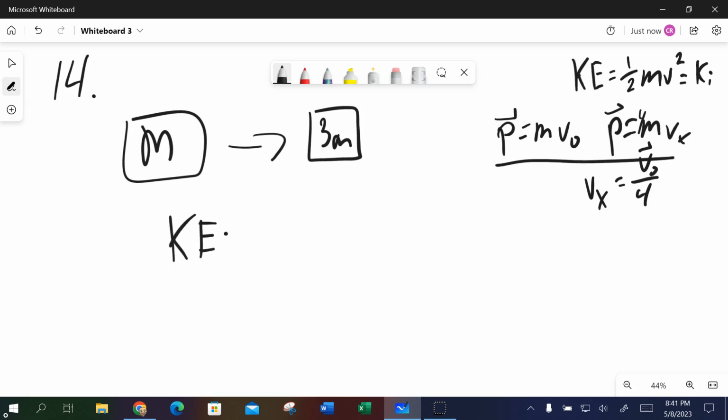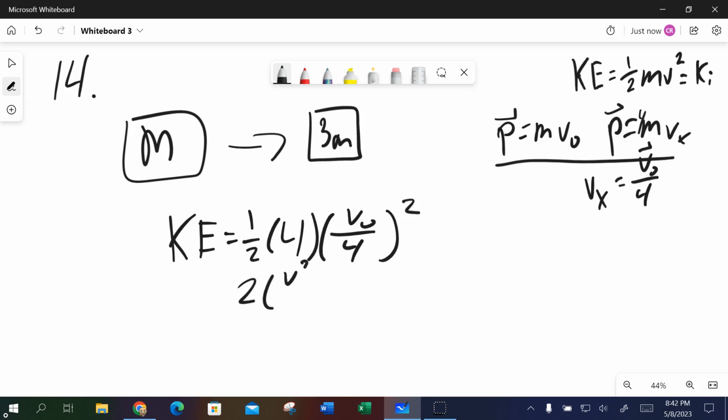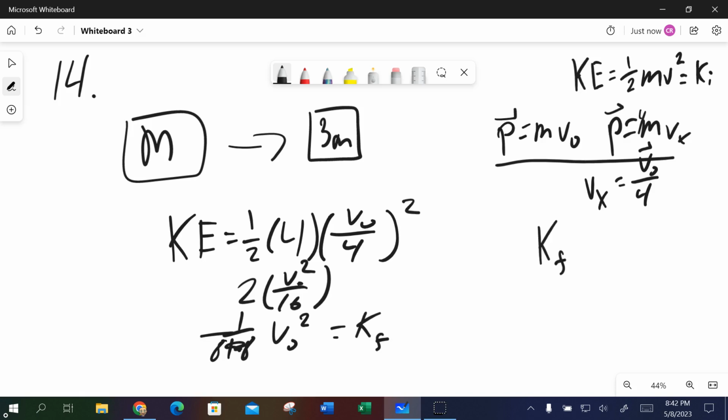KE is equal to 1/2. Our mass is 4, and then v of 0 divided by 4 squared. This could be 2, and this is going to be v squared divided by 16, which gives us 1 over 8, that should be an 8, not an 18, times v of 0 squared, which is equal to k of f. K of f over k of I, it takes 4 k of f's to get 1 k of I, so we know our ratio is 1 to 4. So the answer here is D.